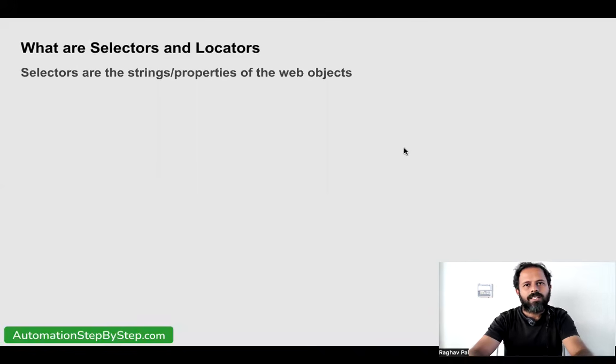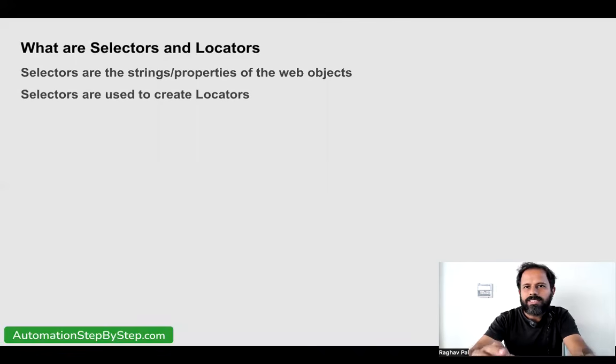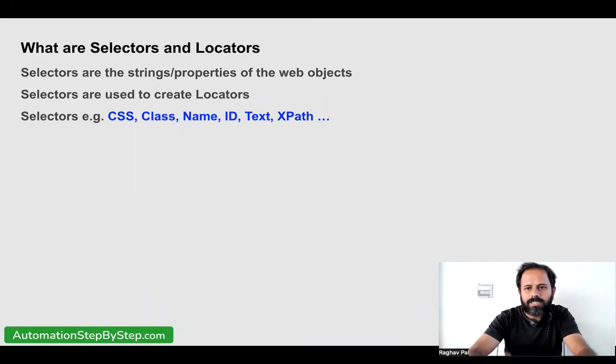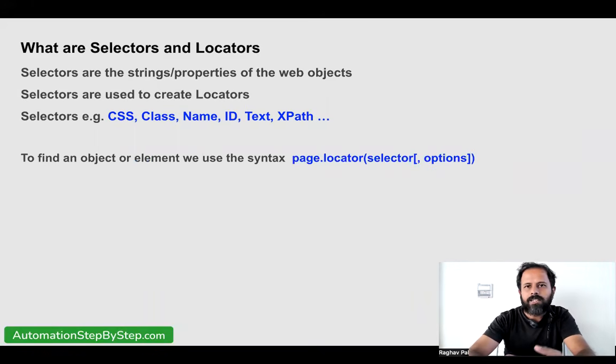So selectors, in very simple words, are strings or properties of these web objects. And using these selectors, we can create locators. For example, the ID and the CSS property are selectors, and using these we can create locators to find these objects. CSS class, name, ID, text, XPath, all these are selectors. And using these, we can create locators.